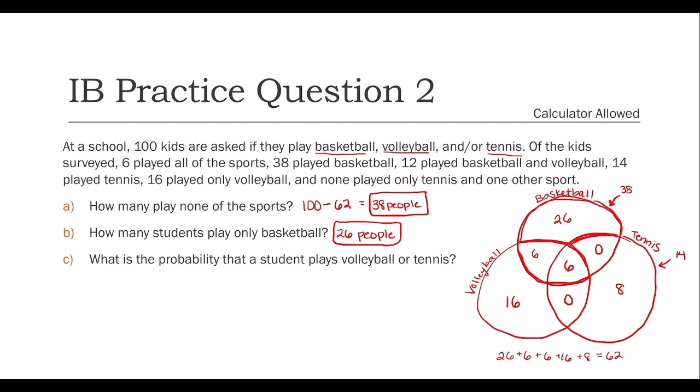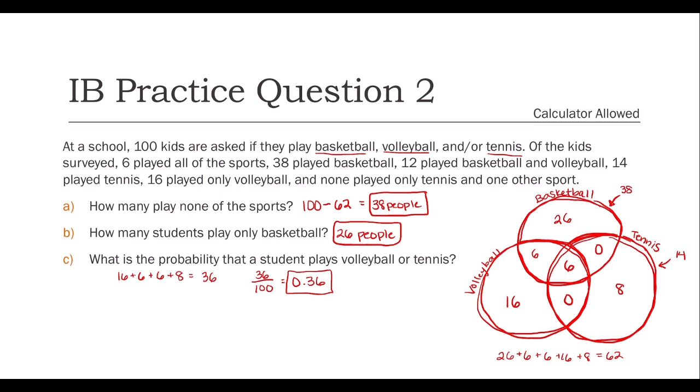Finally, it says, what's the probability that a student plays volleyball or tennis? So if they're in the volleyball circle or the tennis circle. So we'll add all of those numbers. So we have 16 plus 6 plus 6 plus 8. So that's going to equal 36. 36 out of the total 100. So that's going to be 0.36. That's the probability that a student plays volleyball or tennis.